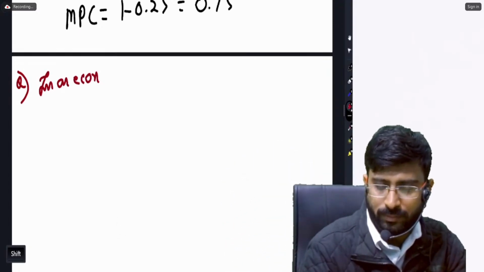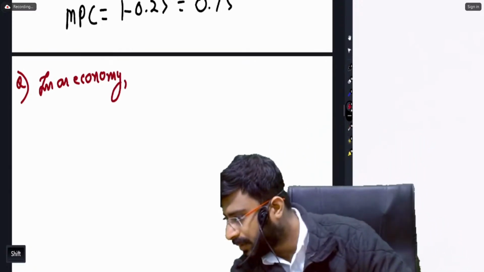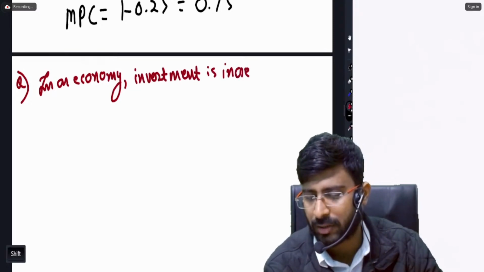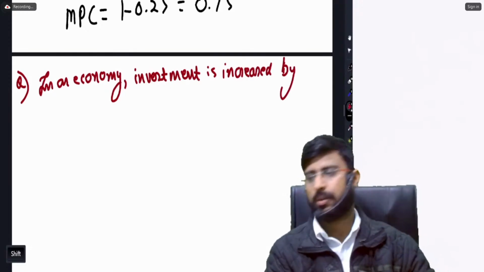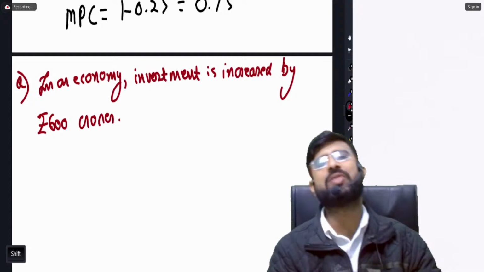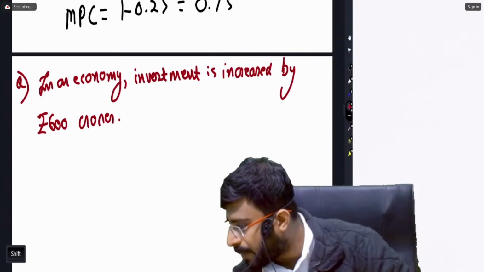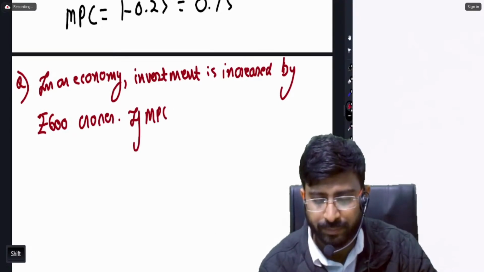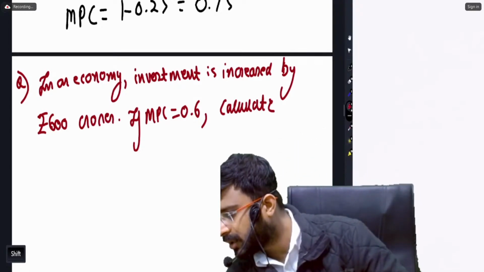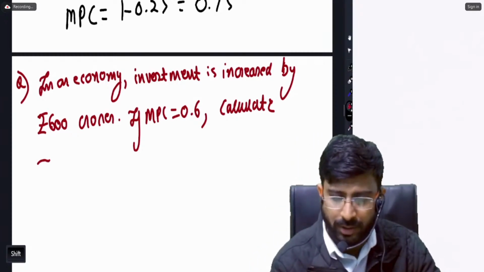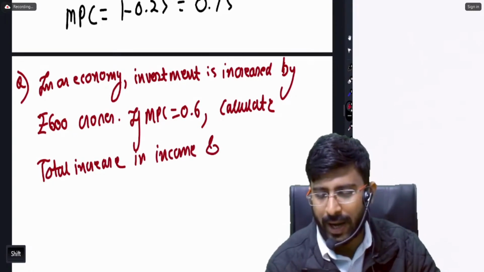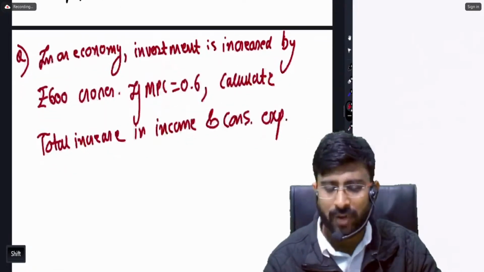In an economy, investment is increased by rupees 600 crores. If MPC is 0.6, calculate total increase in income and consumption expenditure. Fire, everybody, fire.